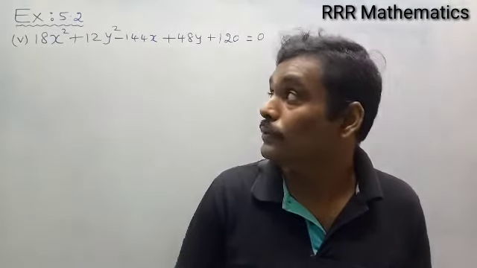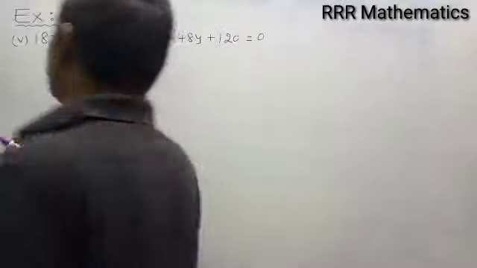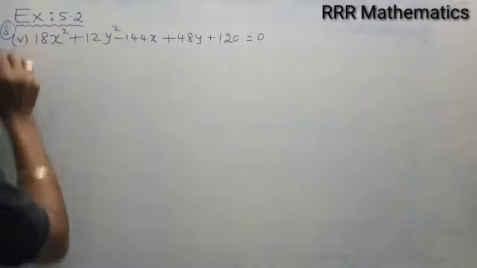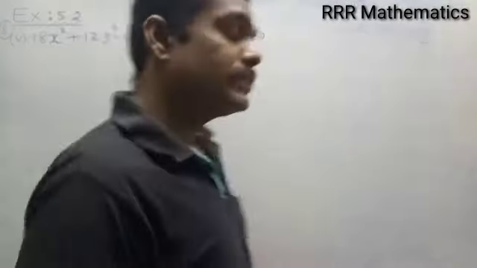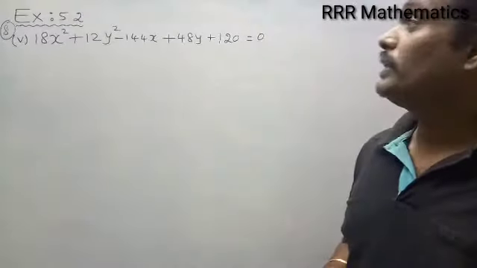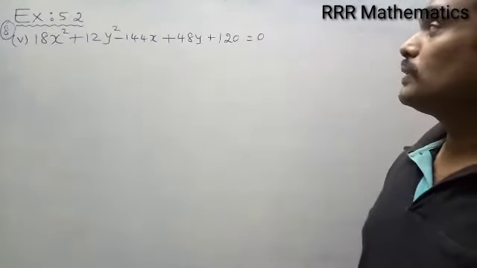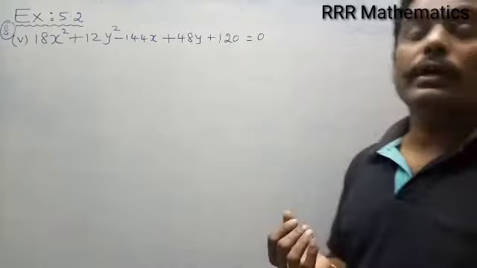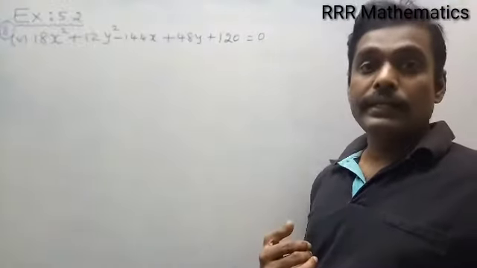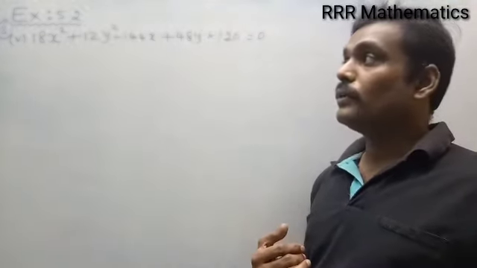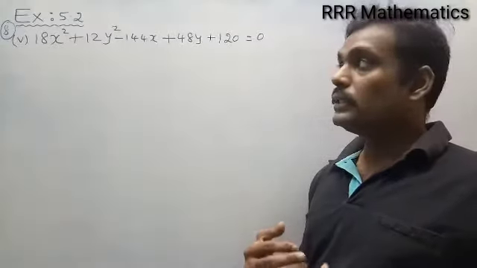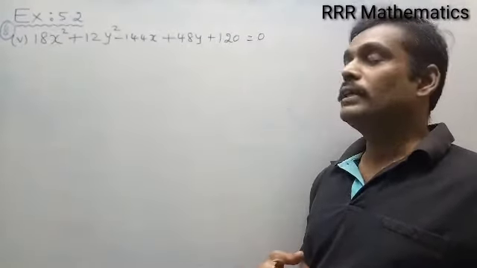Exercise 5.2, question number 8, fifth subdivision. We have 18x² + 12y² − 144x + 48y + 120 = 0. We want to identify the type of conic. After finding the conic type, we want to find the center, vertex, foci and equation of directrix.